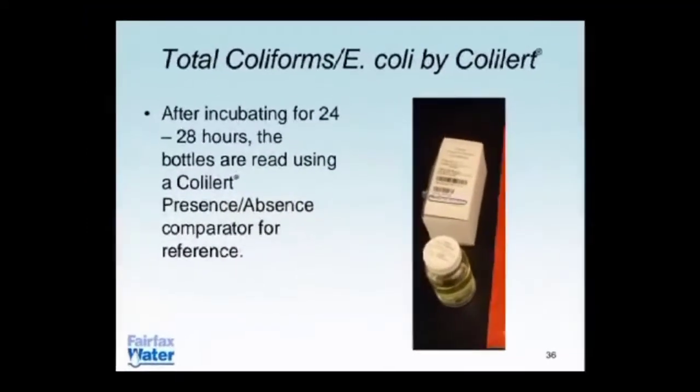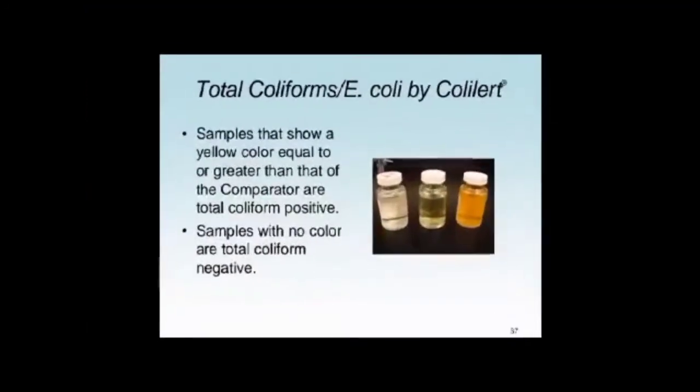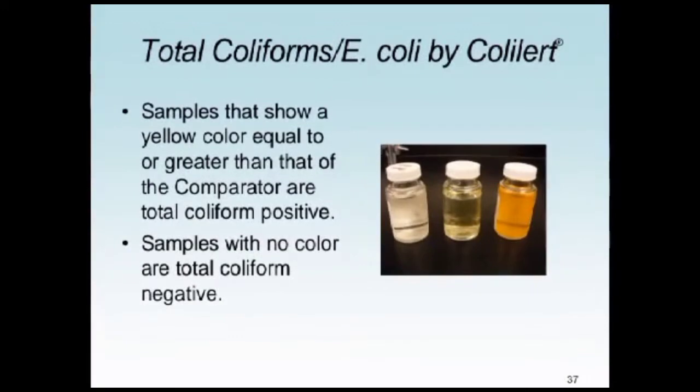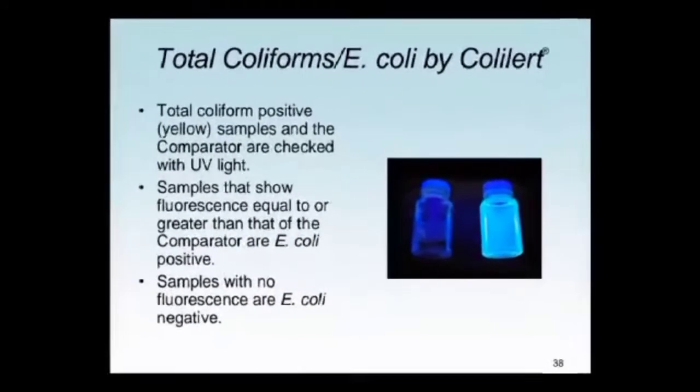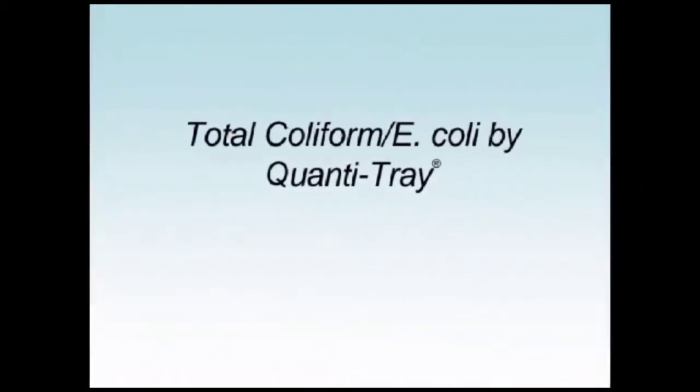After incubating for 24 to 28 hours, the bottles are read using a Colilert presence-absence comparator for reference. The samples that show a yellow color equal to or greater than that of the comparator are total coliform positive. Samples with no color are total coliform negative. The total coliform positive, or the yellow samples, and the comparator are checked with UV light. Samples that show fluorescence equal to or greater than that of the comparator are E. coli positive. Samples with no fluorescence are E. coli negative.